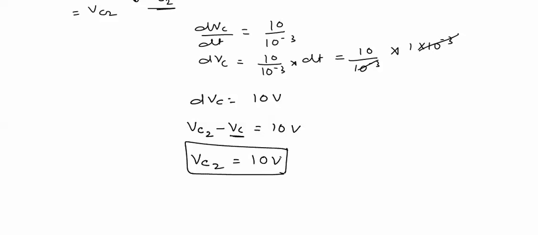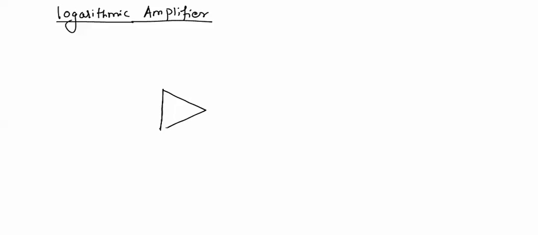Up to 10 volts. Logarithmic amplifier. A logarithmic amplifier is designed by using a diode with an operational amplifier. The practical circuit of a logarithmic amplifier is like this.